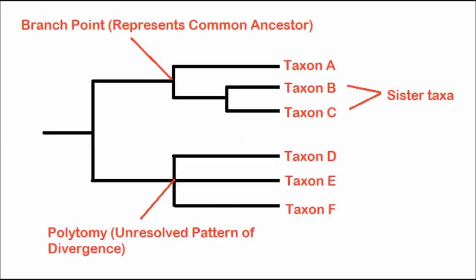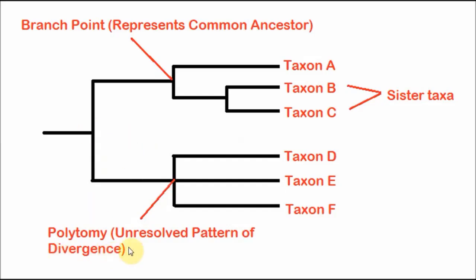So what is a phylogenetic tree? This is an example of a phylogenetic tree. You start with one species, and then it can break apart into more and more species. Each of these points right here is called a branch point. That would be a branch point, that would be a branch point, and that would be a branch point. That represents a common ancestor. The common ancestor of taxon A, taxon B, and taxon C is found right here. The common ancestor of taxon B and taxon C is found at this branch point right here. The common ancestor of all these taxa is the one found right here.